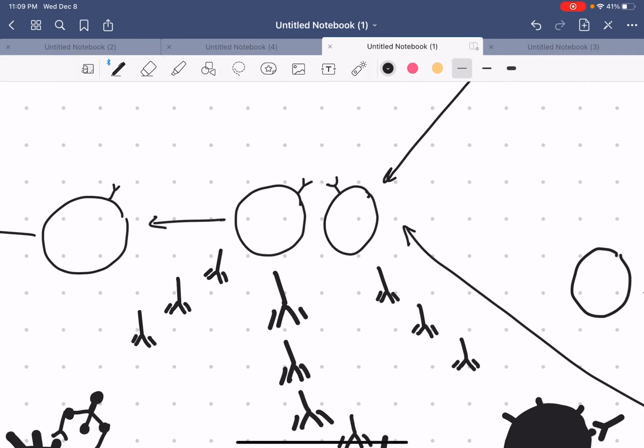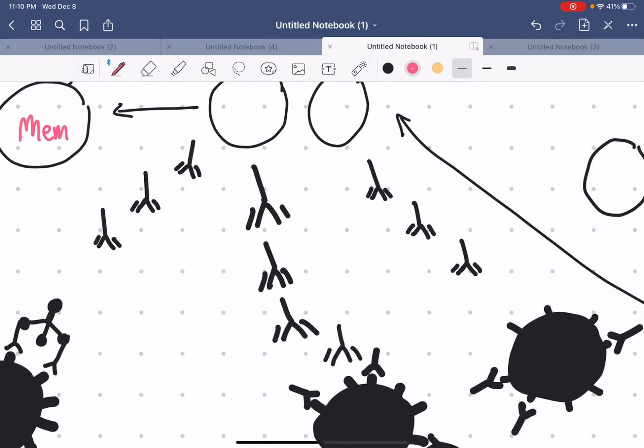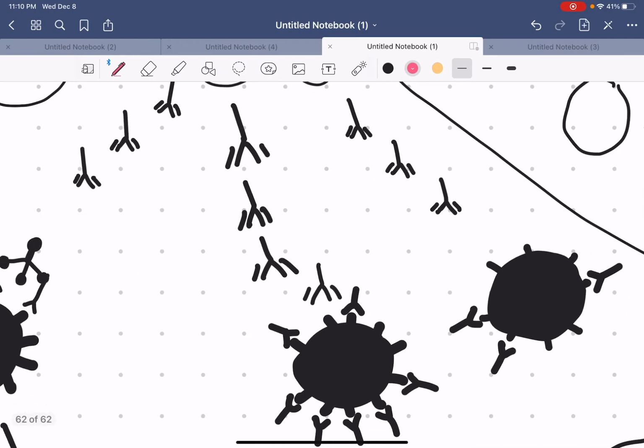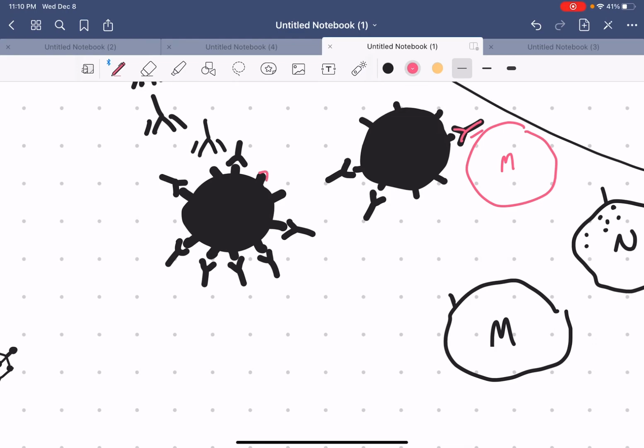From here, they can either become a memory B cell, or they can produce many antibodies, and the antibodies have three jobs. They can tag an antigen for other cells to come and perform phagocytosis. They can neutralize an antigen by making sure that it cannot kill other cells or replicate.